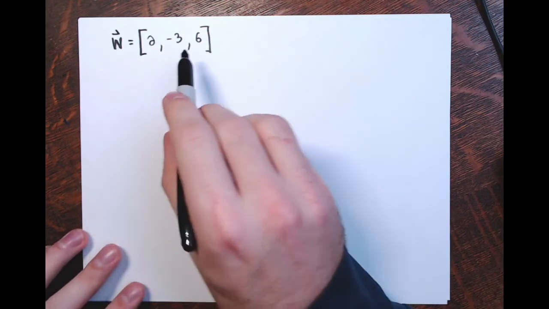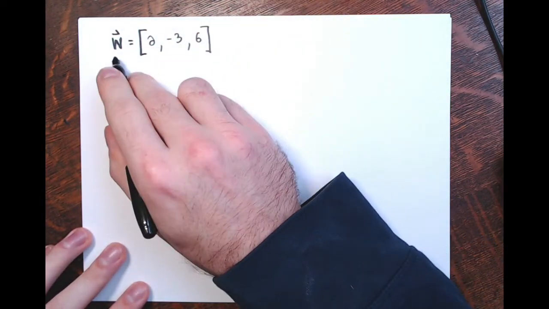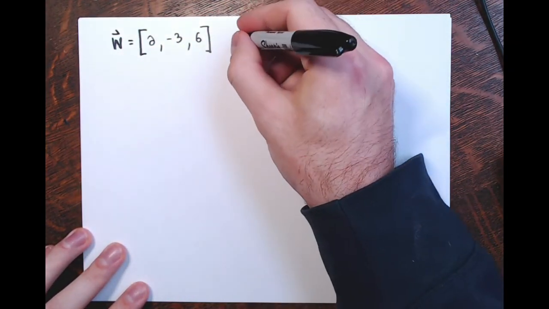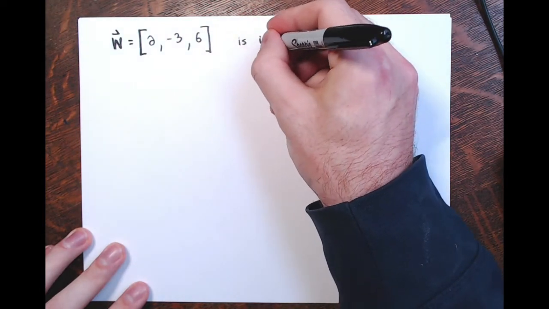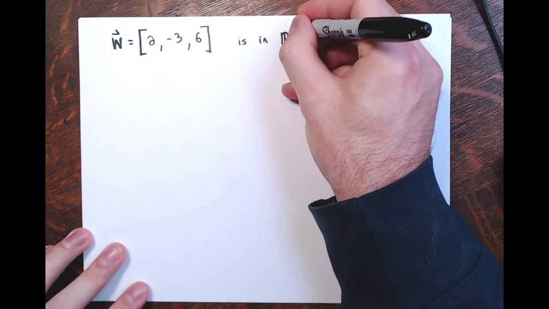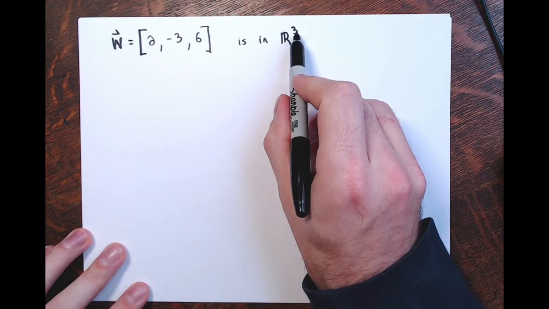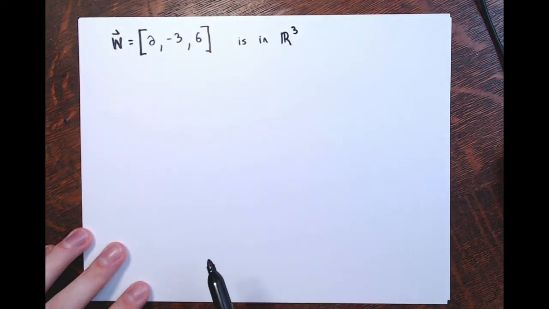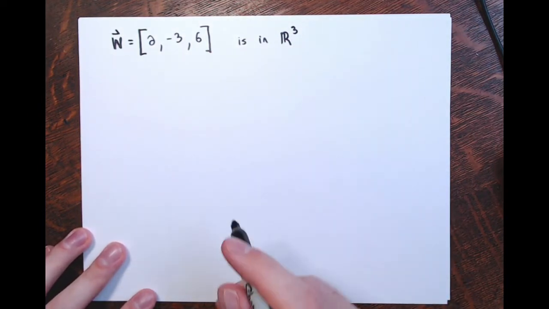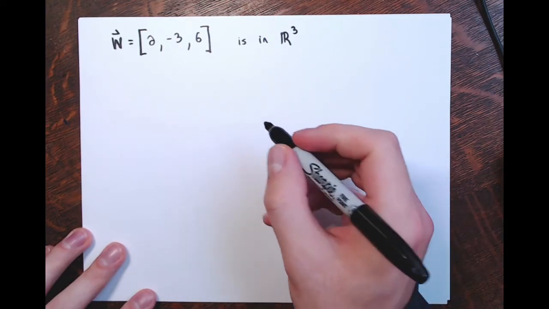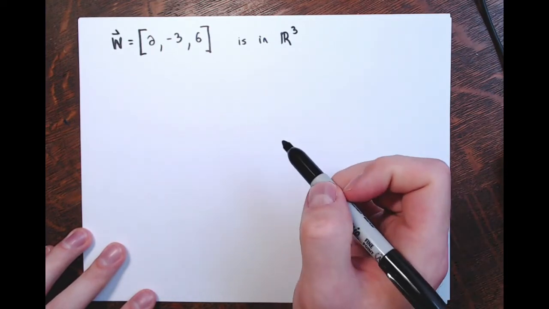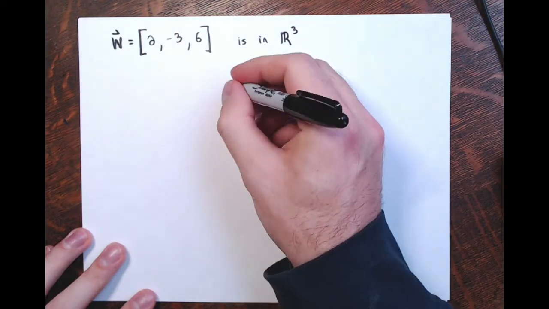Okay, so this is a vector W with these 3 components, right? And again, this is a vector in what's called R3. Again, that just tells me 3 components, and each component is a real number. Now R3, I like the way I was taught is to draw it like this.